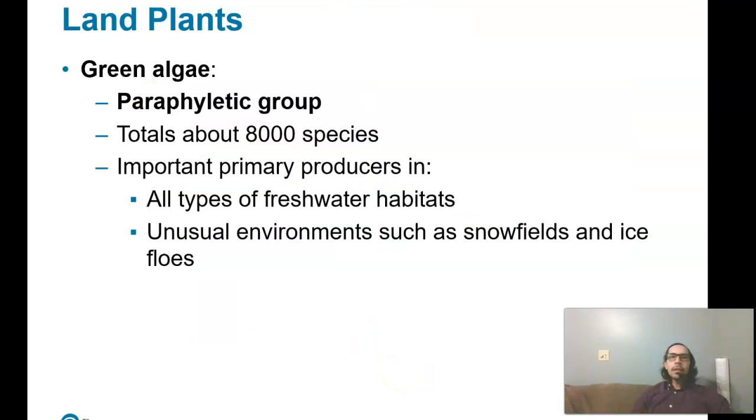The green algae are also considered to be a paraphyletic group. And so green algae, these are important primary producers. They occupy all types of freshwater habitats, whether it's streams, ponds, or lakes, but they can also be found in unusual environments like snowfields and ice flows.